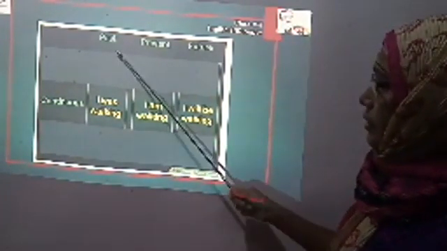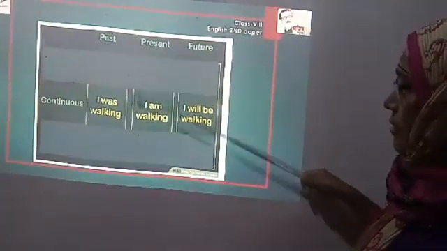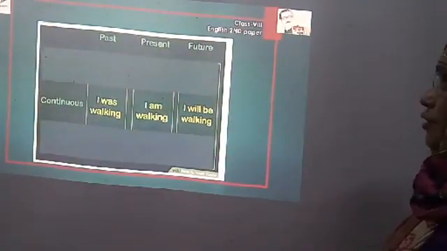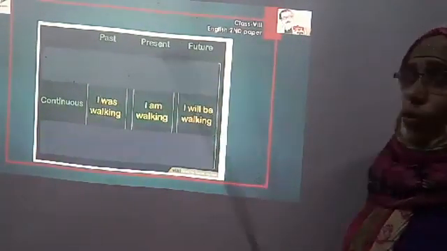Okay. For more clarity, I have written here the continuous tenses. This is past: was, were plus verb ing. Present: am, is, are plus verb ing. Future: will be, shall be plus verb ing. So here: was, were, am, is, are, will be, shall be.